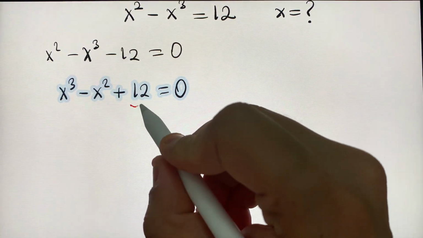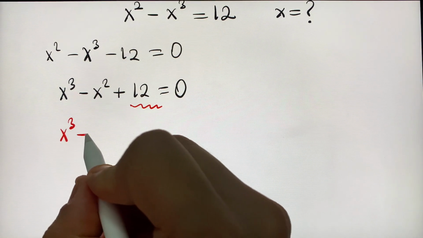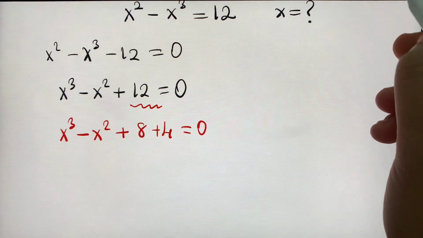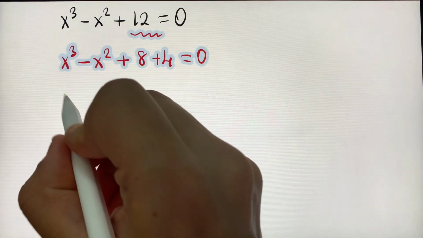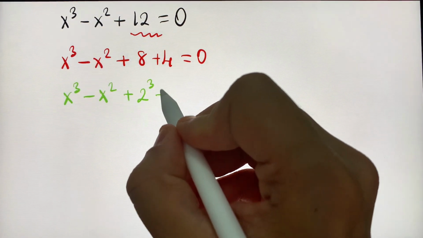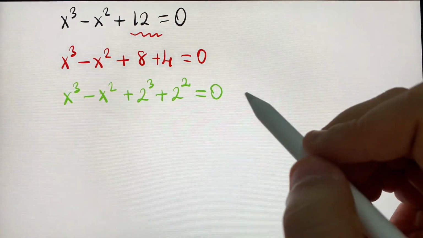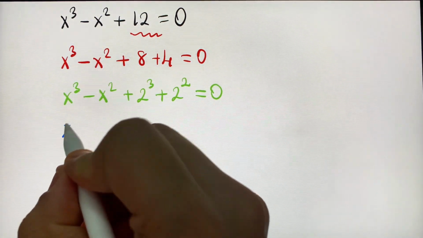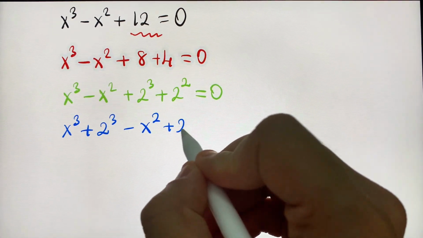For example, if I split the part here, x cubed, then minus x squared, plus 8 plus 4 equals 0. Now after this statement, where will this go? Let's continue. x cubed minus x squared plus 2 cubed plus 2 squared, I said equal to 0. Look at my mind right here if you pay attention. If I add a little more, x cubed plus the cube of 2, minus x squared plus 2 squared is equal to 0.